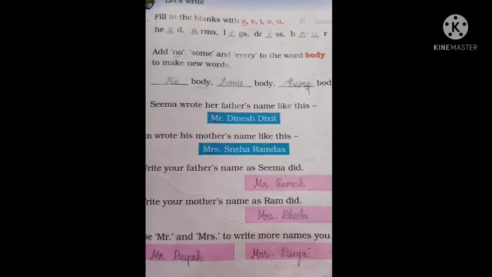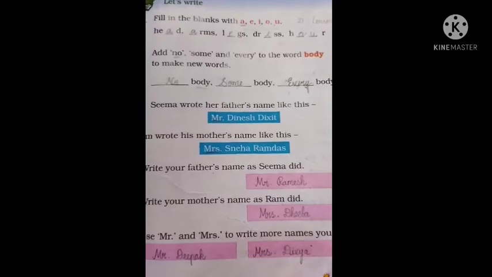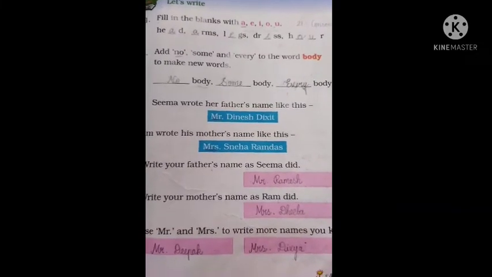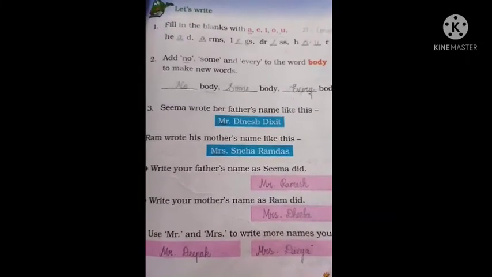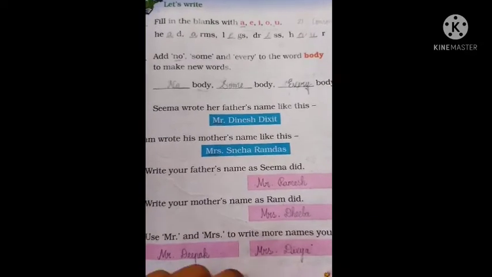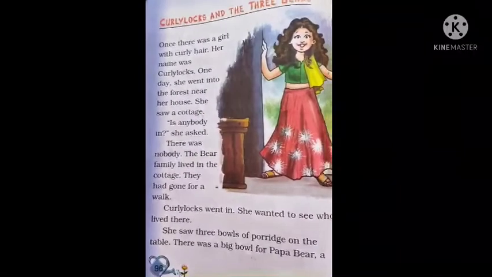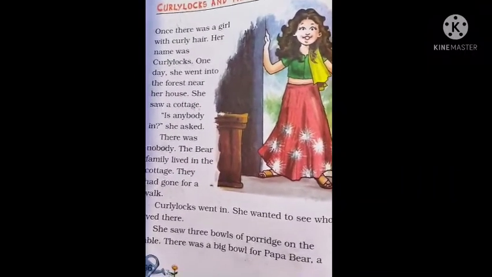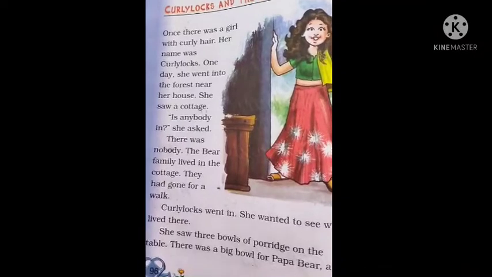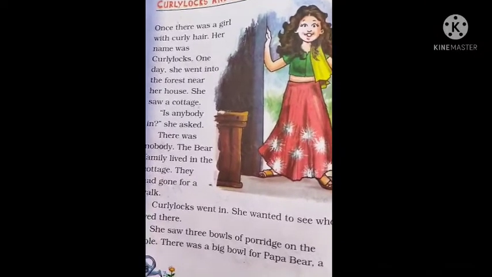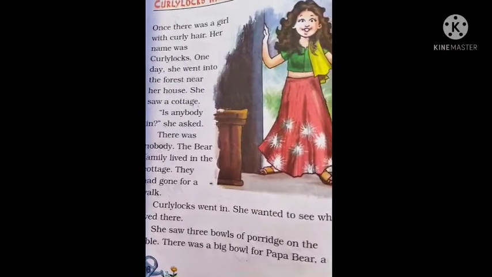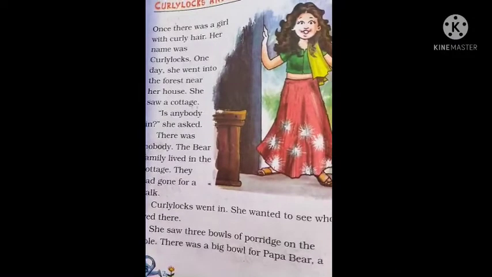Today we are moving into a new sort of lesson. It's full of imagination and there are so many fantasy things in it. For that you should take page number 96. The title of the lesson is Curly Locks and the 3 Bears. Okay, Curly Locks and the 3 Bears.